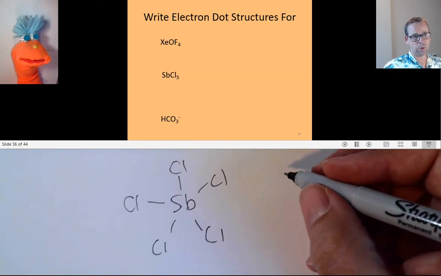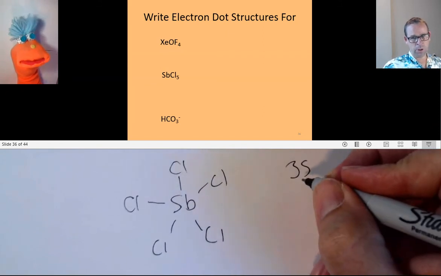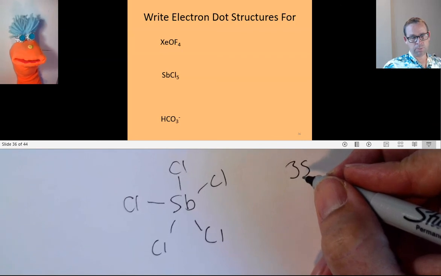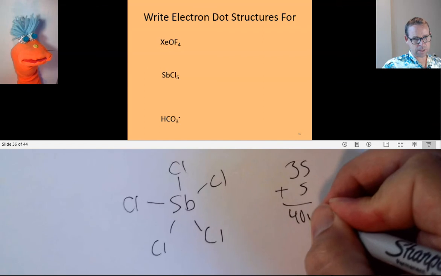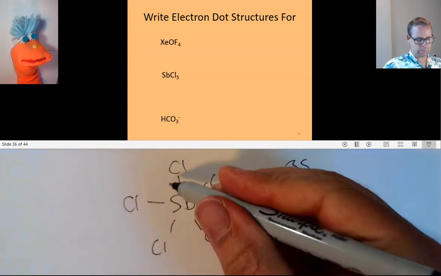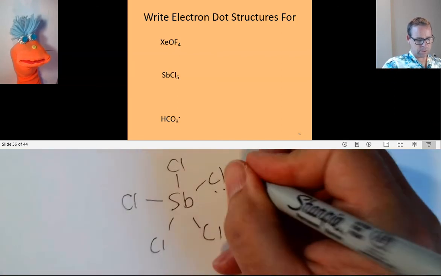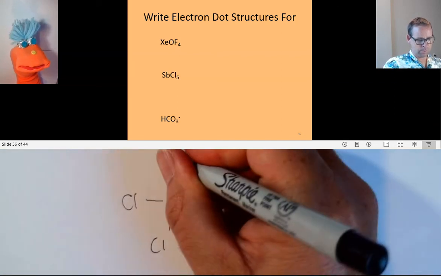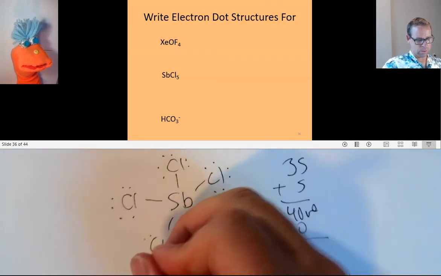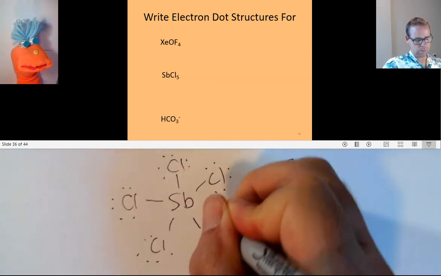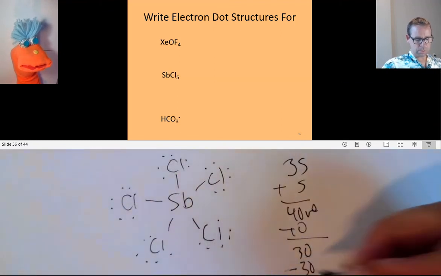7 times 5, 35 from chlorine. And then the antimony brought 5. So 40 altogether. Very good. So we got 40 valence electrons. I got on here 1, 2, 3, 4, 5, 10 valence electrons. 30 left. 7 on each of these. Is that true? Yeah, that's right. Not 7, but 6 more, 7 total. So I just used up 6 times 5. Oh, that's 30. I'm done.